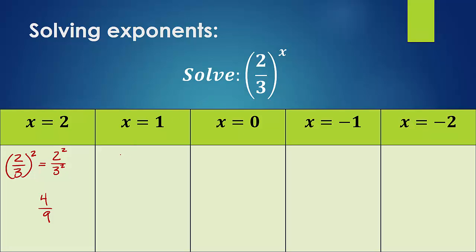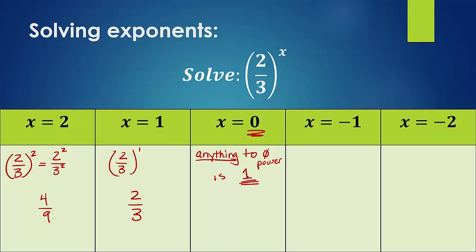Now if we have 2/3 to the first power, anything to the first power is just itself, so that's going to be 2/3. To the 0 power, now this is important. Anything to the 0 power is 1. Important to know. It doesn't matter if it's a fraction or number or negative, positive, doesn't matter. Anything to the 0 power is 1.